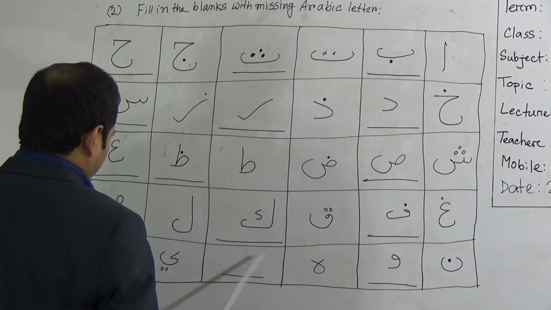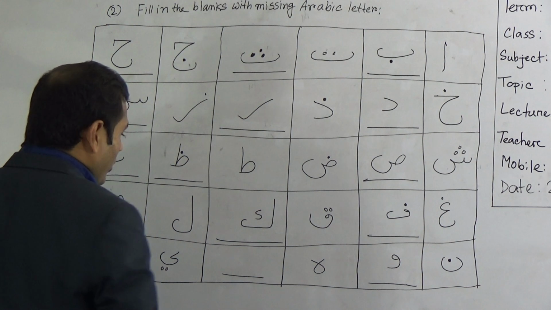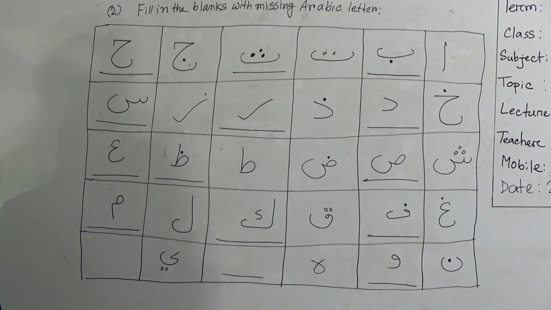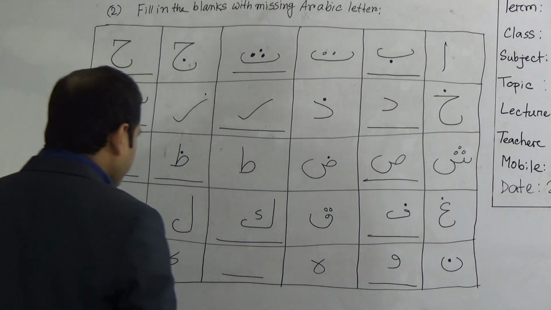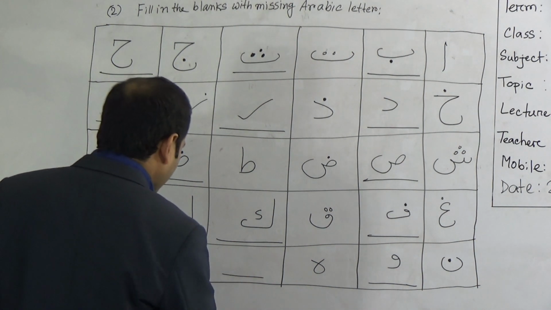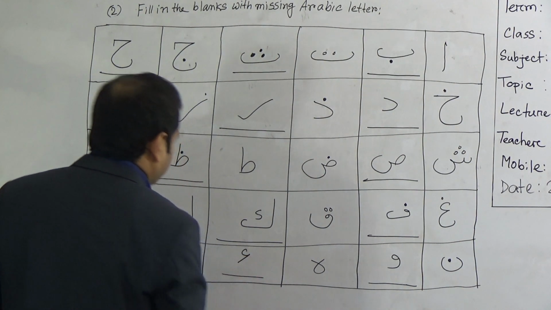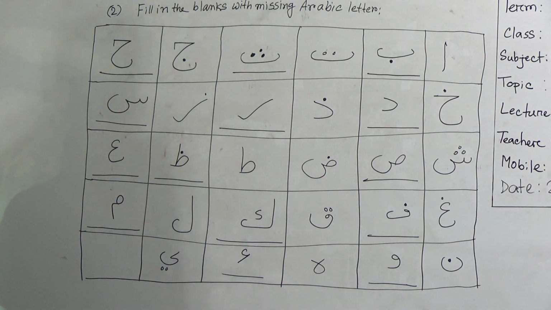Now ha dash ya. Between ha and ya, which letter comes? The answer will be hamza. Hamza comes between ha and ya. So we will write here hamza. So my dear students, I repeat.